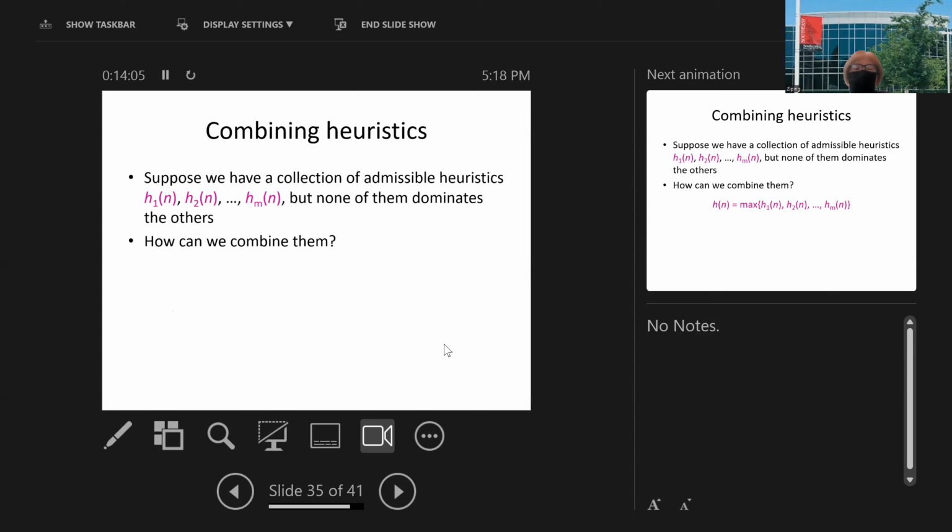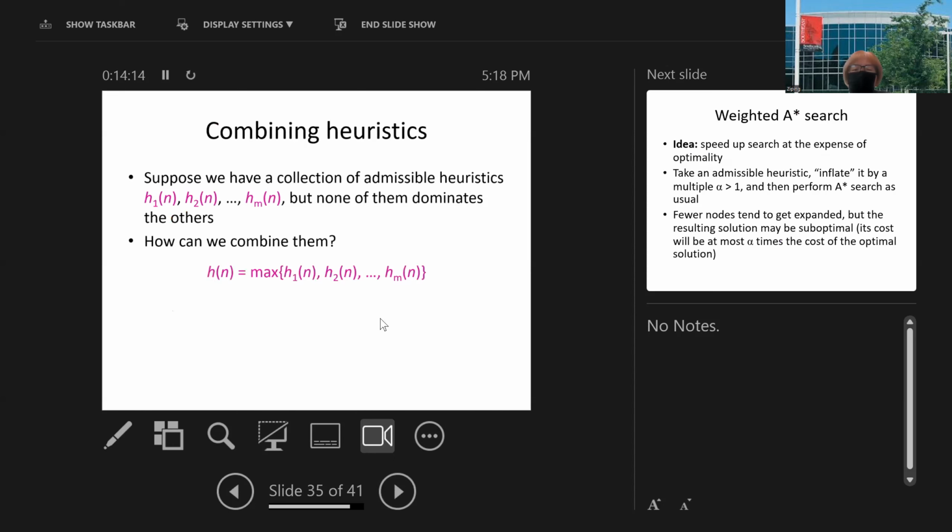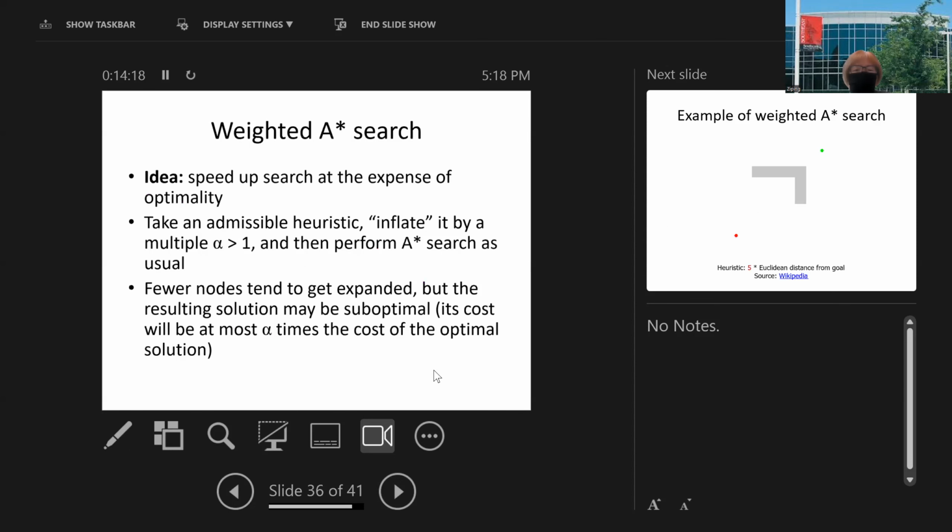And combining heuristics: if we have a collection of admissible heuristics, none of which dominates the other, how do we combine them? You just find the largest one.